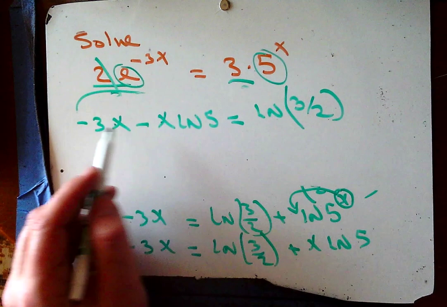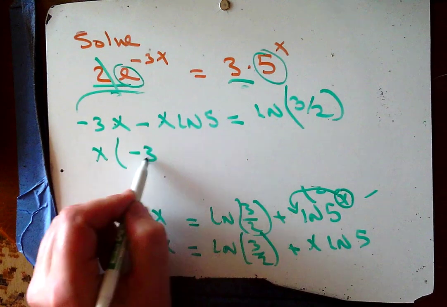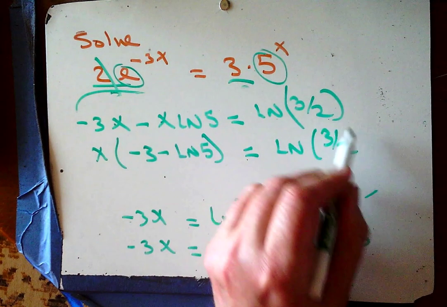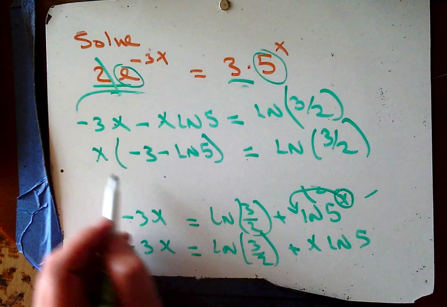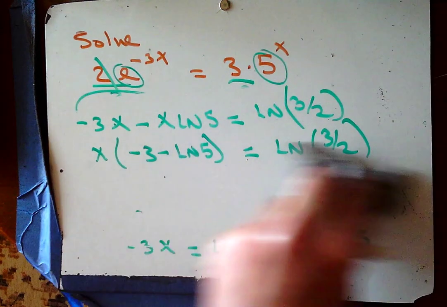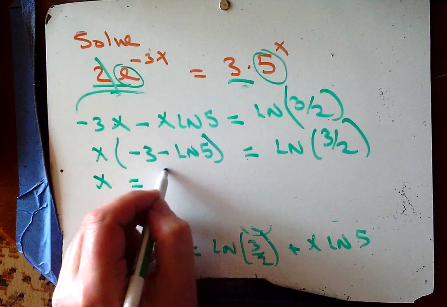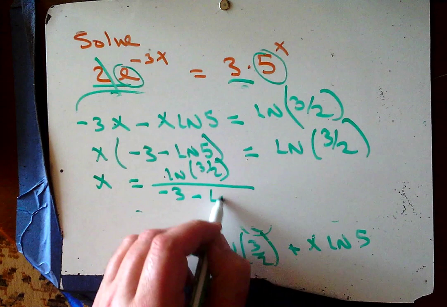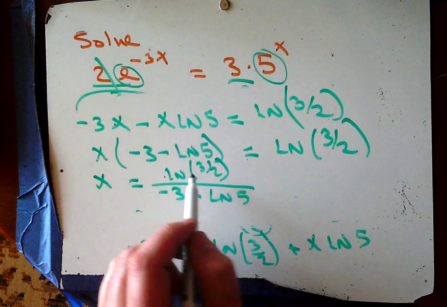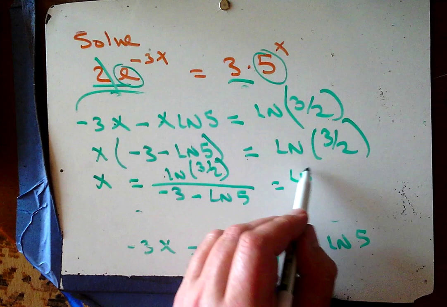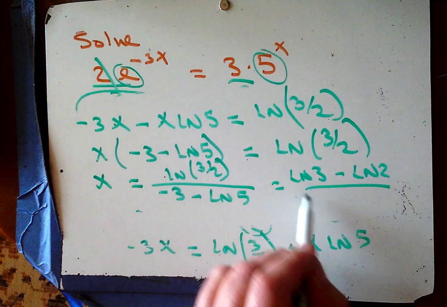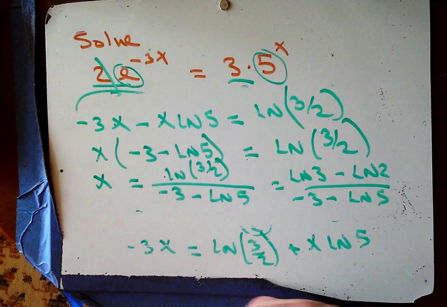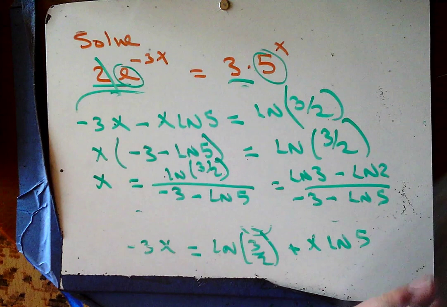Now I want to get x by itself, so I can factor an x out of each of those terms. And now this stuff is attached to the x with multiplication, so to get x by itself, I simply need to divide. So x equals ln of 3 halves over negative 3 minus ln 5. In fact, I could even split this into ln of 3 minus ln of 2 over negative 3 minus ln of 5. So I am able to solve this algebraically.